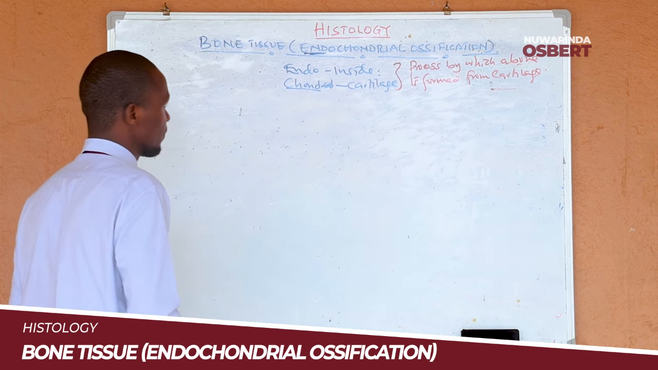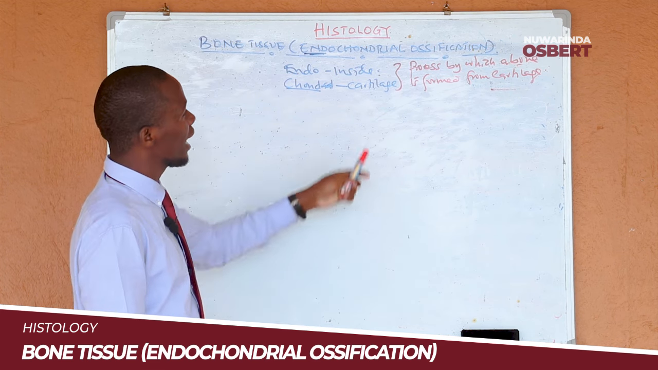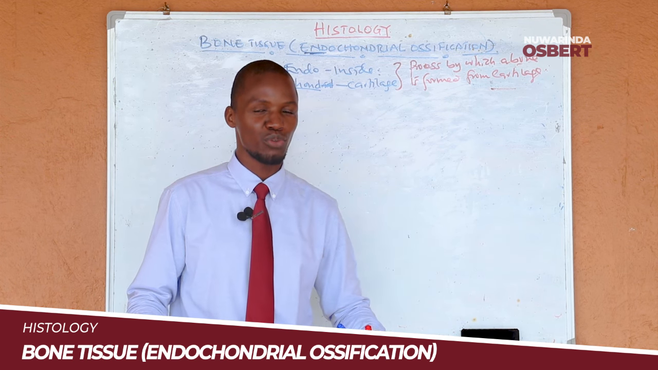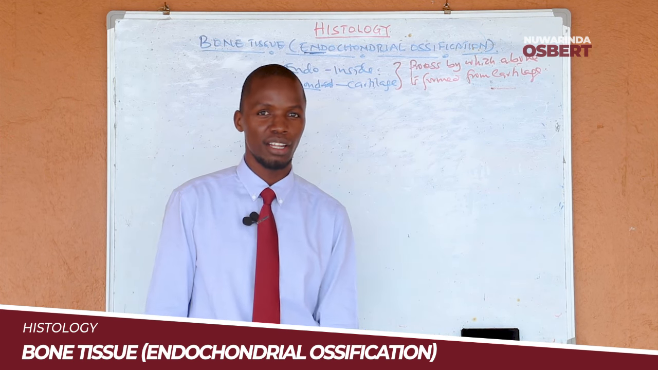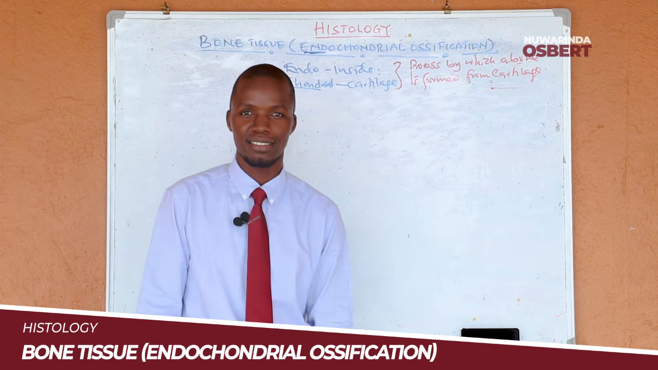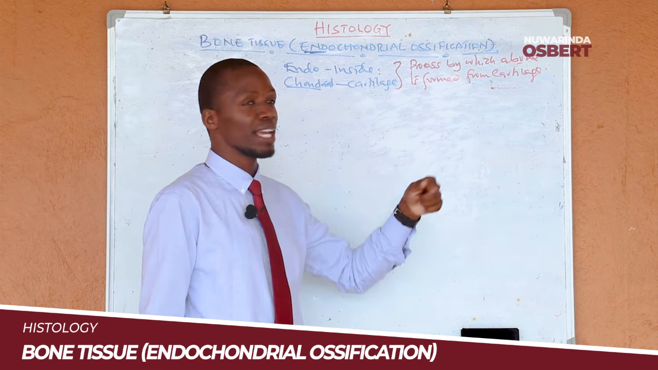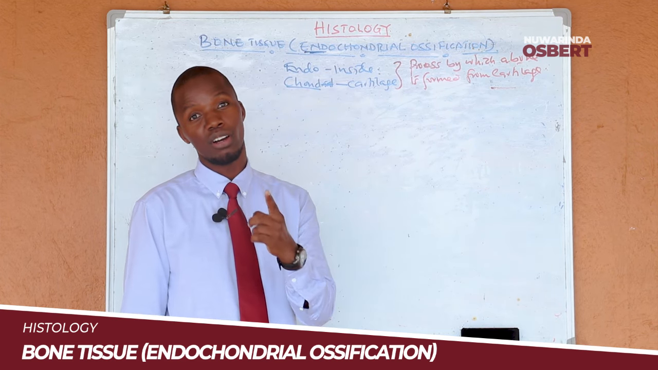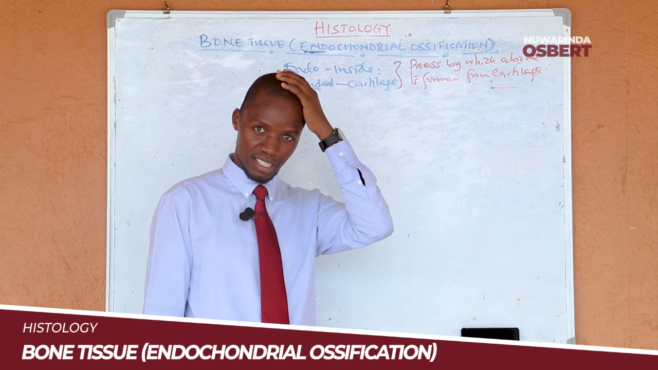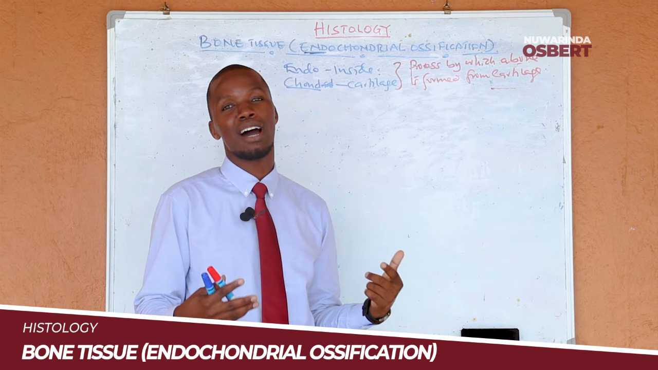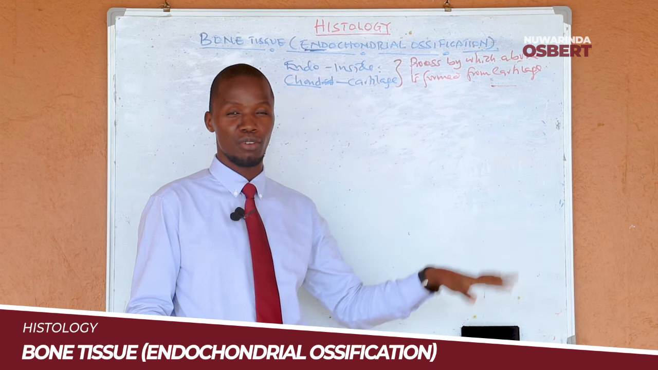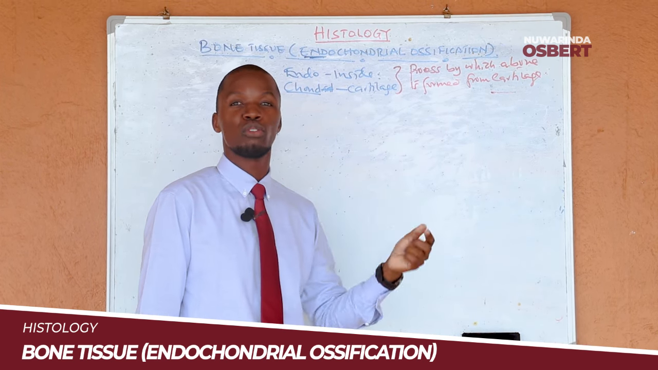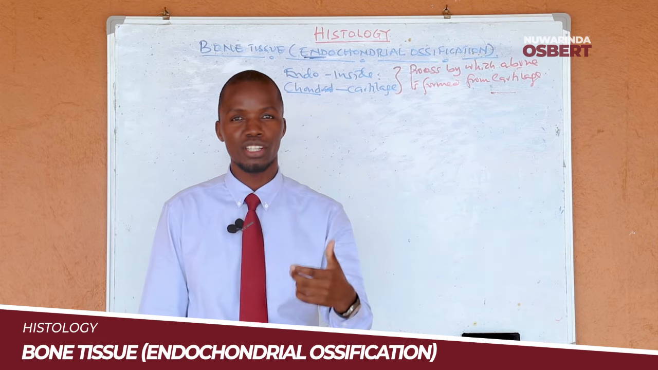So how will this process take place? If we are forming a bone from cartilage, it means the shape of the longer bones, for example the bones in the arms and the bones within the legs, is because of the shape of the cartilage from which they were formed. Mind you, I told you that flat bones like the skull, the clavicle, and so on are formed from another type of ossification, which is intramembranous. So the cartilage is the model from which a bone is formed.